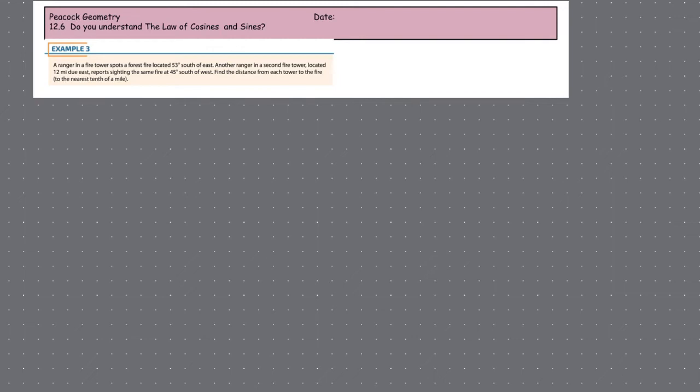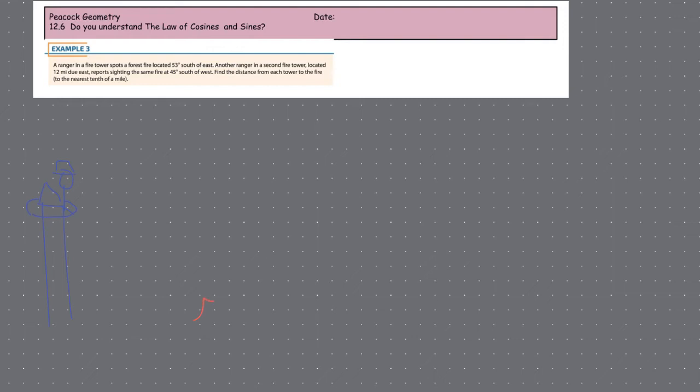Now, the year just wouldn't be complete if you didn't see another Peacock masterpiece one more time. So here we go. I'm going to draw this picture while I talk you through it. A ranger in a fire tower spots a forest fire. Oh no, oh no. Here is the ranger's tower. Okay, and here's the ranger. He's got a hat on because he's a good ranger. He spots a forest fire.